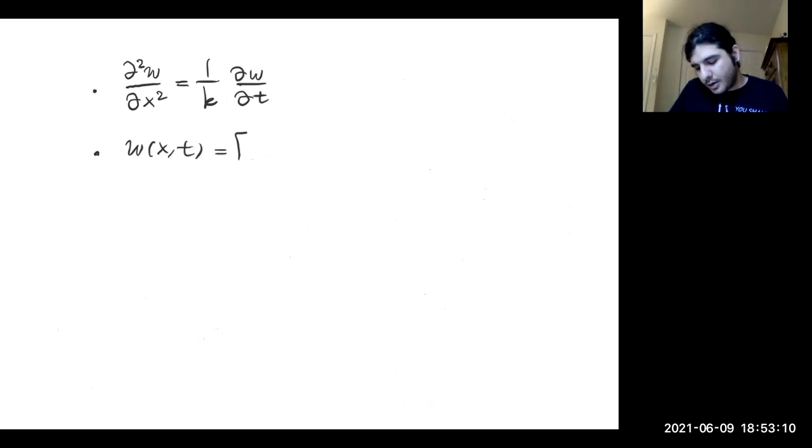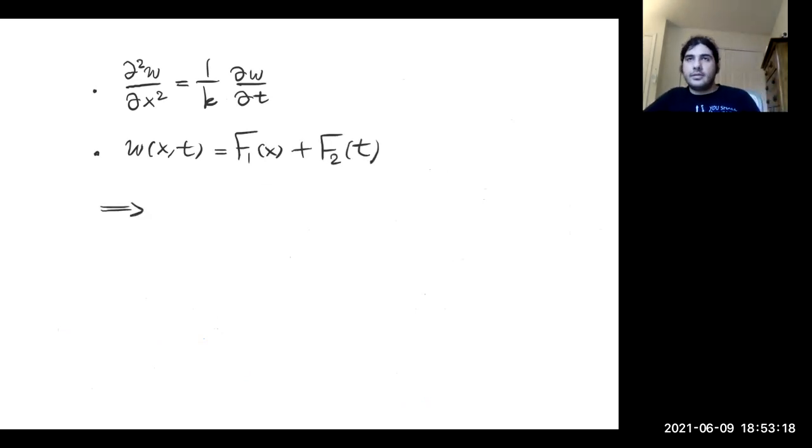Okay, so I would again write down our equation up here, so we would have that in front of us. If w of x and t is equal to f1 of x plus f2 of t, we can take the derivative with respect to t from both sides, because in the equation we have the derivative of w with respect to t. I would compute that.